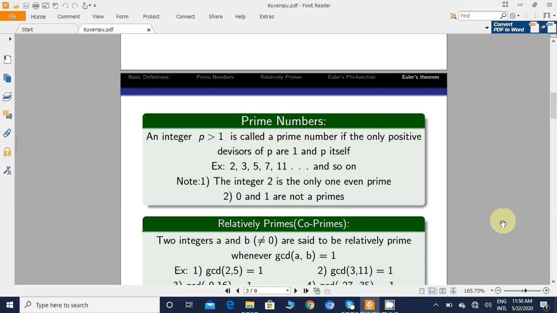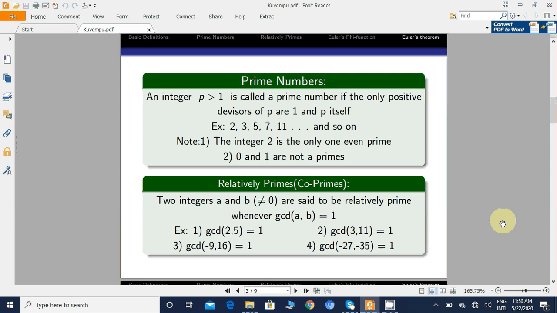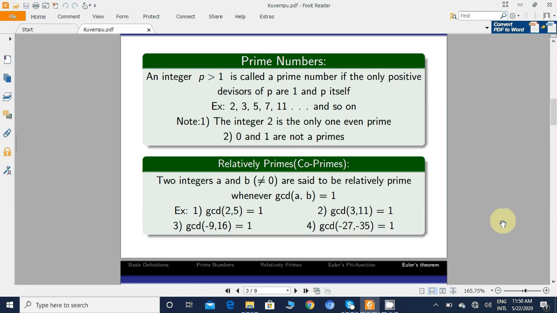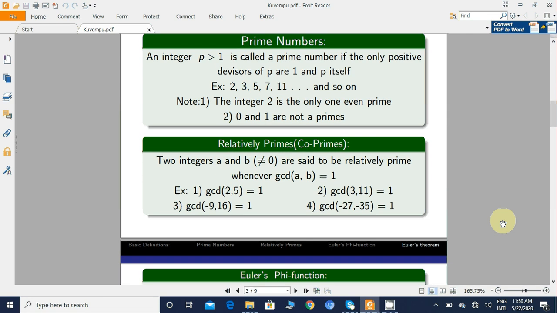Next, relatively primes, otherwise co-primes. Two integers a and b, not equal to 0, are said to be relatively prime whenever GCD of a comma b equals 1. Example, GCD of 2 comma 5 is 1. GCD of 3 comma 11 is 1. Similarly, GCD of minus 9 comma 16 equals 1. GCD of minus 27 comma minus 35 equals 1.